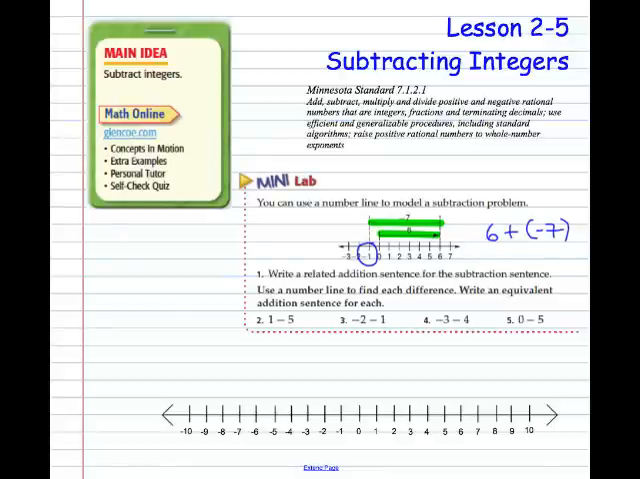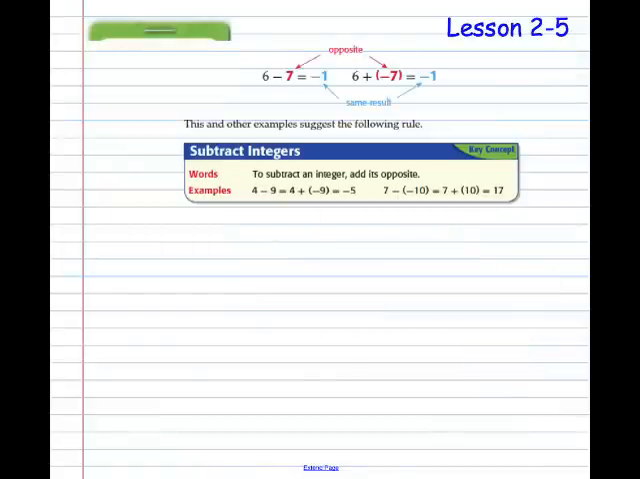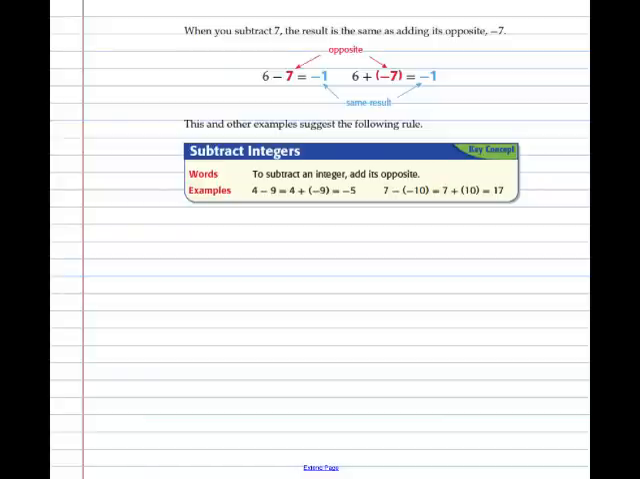And example number 4, a simple one, 0 minus 5 would be -5. The equivalent addition sentence would be 0 plus a -5, which gives us -5. Which says, when you subtract 7, the result is the same as adding the opposite of 7. We conclude from that and other examples that to subtract an integer, you can simply add its opposite.